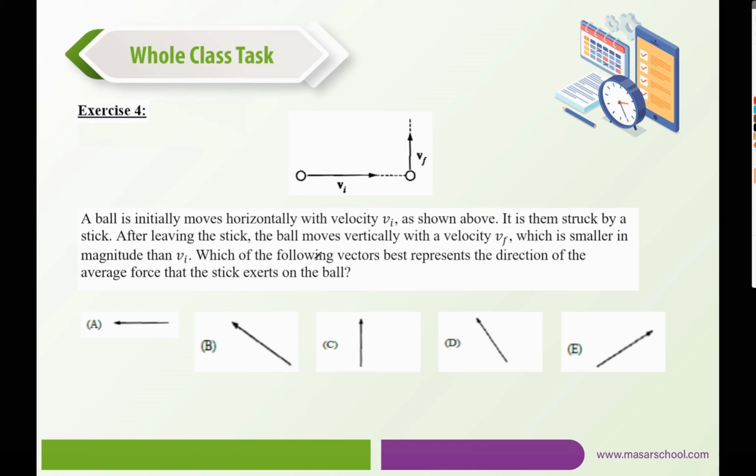After leaving the stick, the ball moves vertically with the velocity vf, which is smaller in magnitude than vi. So vf is smaller than vi. Which of the following vectors best represents the direction of the average force that the stick exerts on the ball?